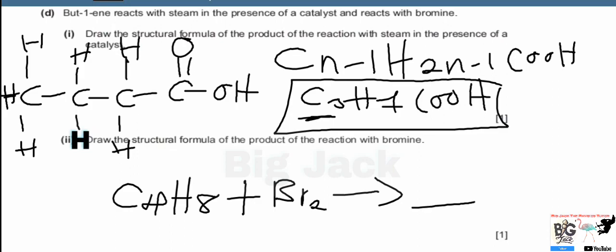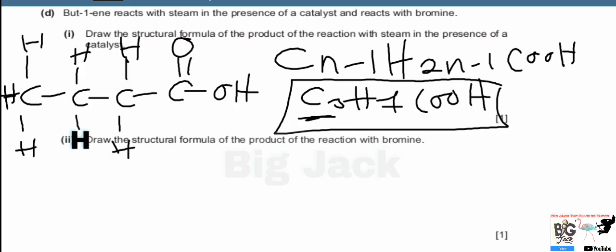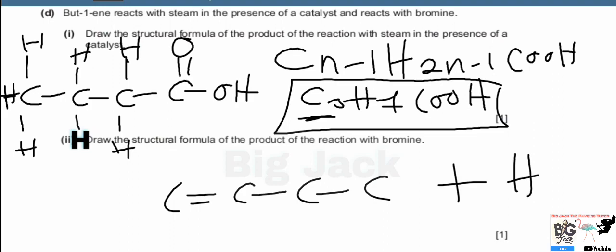Two things are going to be produced. The first is dibromobutene, and the next is hydrogen gas. Dibromobutene looks something like this. Here we are going to have a double bond, so C double bond, another C, then another C, and at the end hydrogen. They are just asking us to draw the structure of the product formed when but-1-ene reacts with bromine, which is dibromobutene.